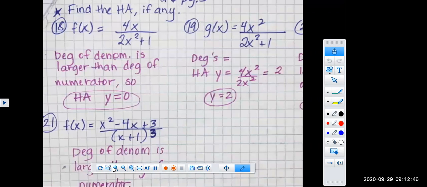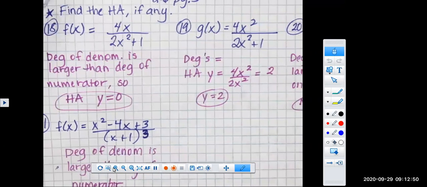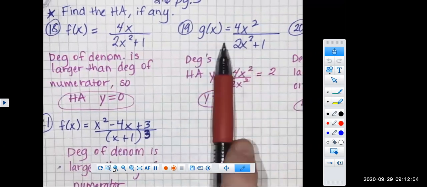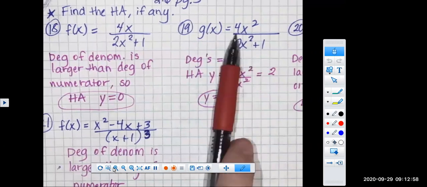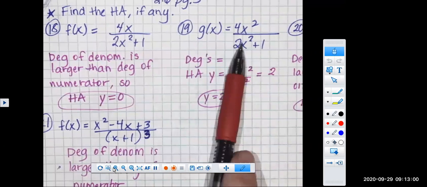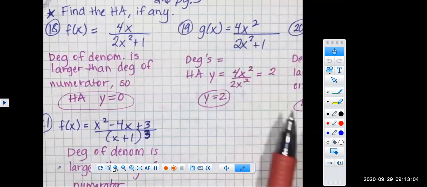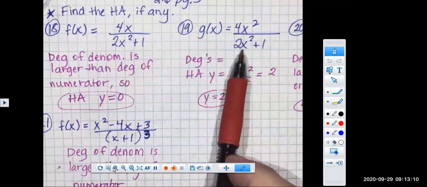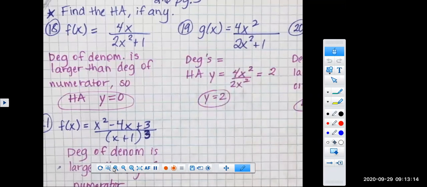All right, let's look at 19. 19, this is a case where you have to set the leading term on top over the leading term on bottom. Your degrees are equal. So I take 4x squared, set it over 2x squared, but you can see what I was talking about, when you really don't even have to take the x squared because it's going to cancel every time. So you take 4 over 2. So y equals 2 would be your only horizontal asymptote.